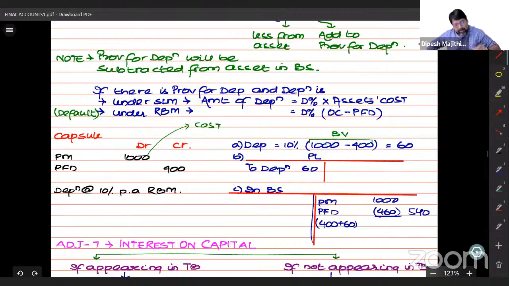And in balance sheet, you will write depreciation less provision for depreciation. 400 was there, add 60, total becomes 460. This is very important.